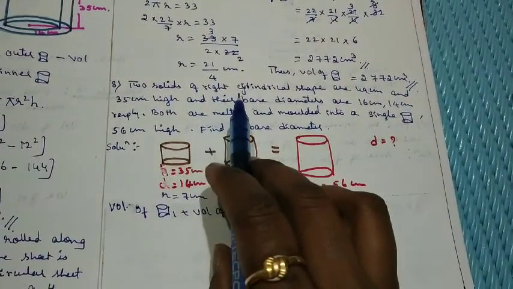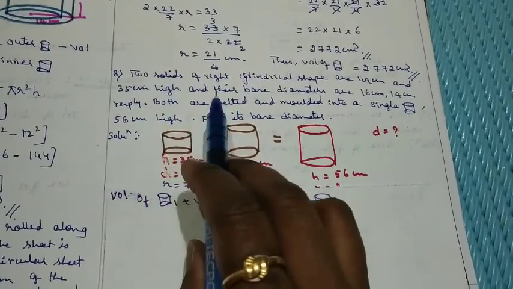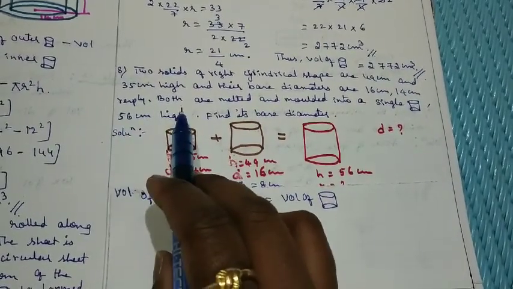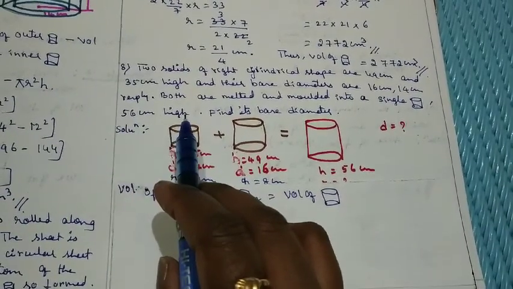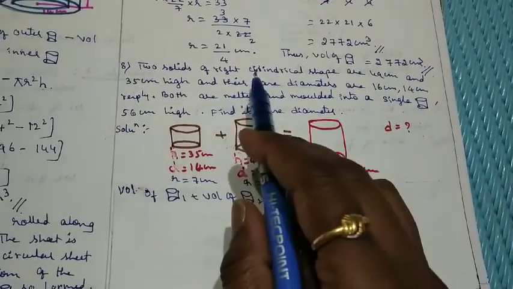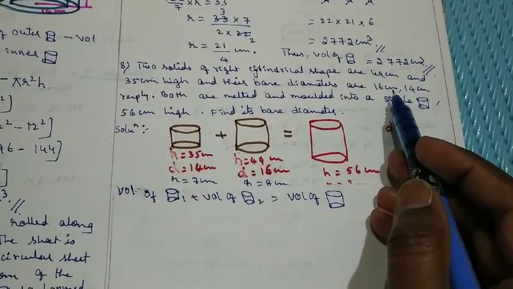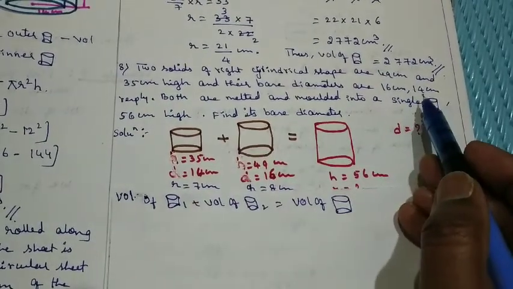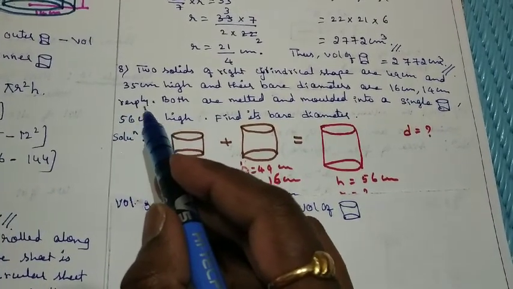Two solids of right cylindrical shape are 49 centimeter and 35 centimeter high, and their base diameters are 16 centimeter, 14 centimeter respectively. Both are melted and molded into a single cylinder 56 centimeter high. Find its base diameter. So if I am taking 49 centimeter as height of cylinder, then I should take 16 centimeter as the diameter. If I am taking 35 centimeter height of a cylinder, then I should take 14 centimeter as diameter of cylinder, because the word is given respectively.